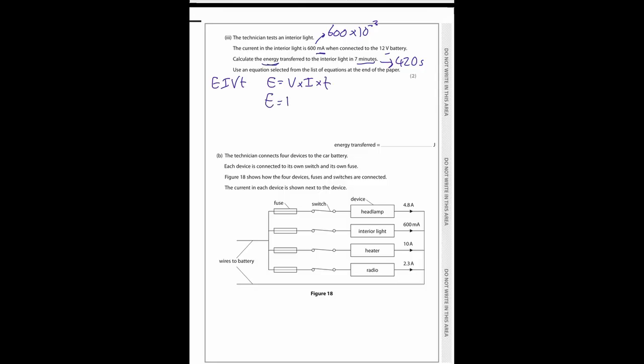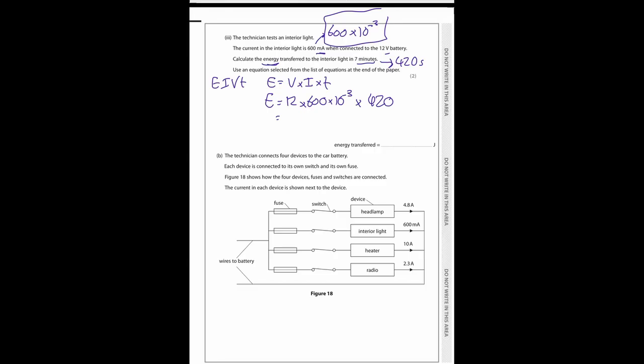Have I got voltage? Yeah, I have 12. Have I got current? Yeah, I have 600 times 10 to the minus 3. And look, it stands out because I converted it first, to make sure I don't get excited about having found the formula and forget to do it. Have I got time? Again, I converted it first. So I'm going to write 420.